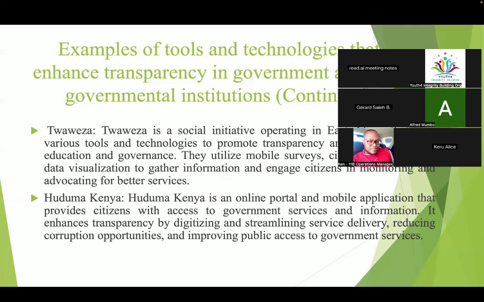Huduma Kenya is an online portal and mobile application that provides citizens with access to government services and information. It enhances transparency by digitizing and streamlining service delivery, reducing corruption opportunities, and improving public access to government services. So among others, those are some of the tools that are used in Africa and Kenya. And you can find more on the internet if you do research.